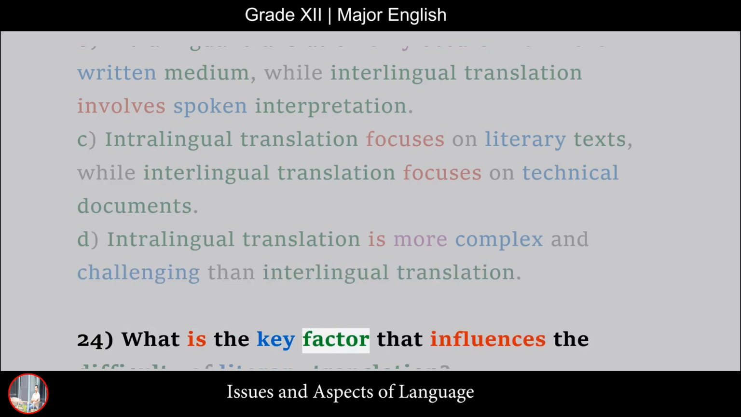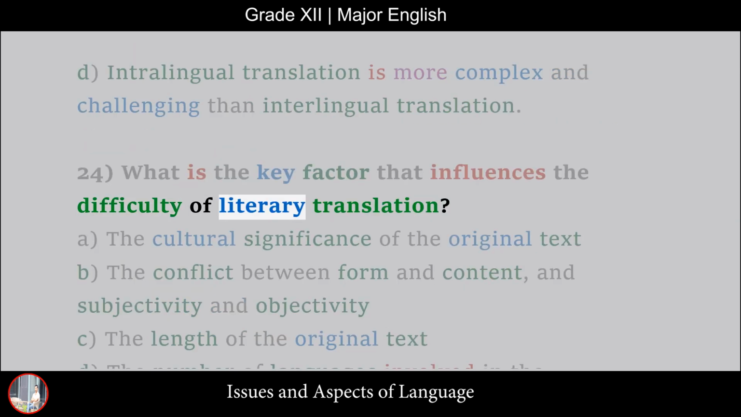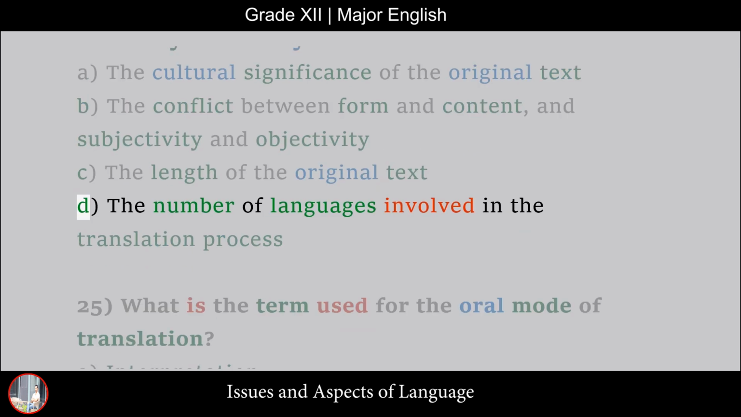24. What is the key factor that influences the difficulty of literary translation? A. The cultural significance of the original text. B. The conflict between form and content, and subjectivity and objectivity. C. The length of the original text. D. The number of languages involved in the translation process.